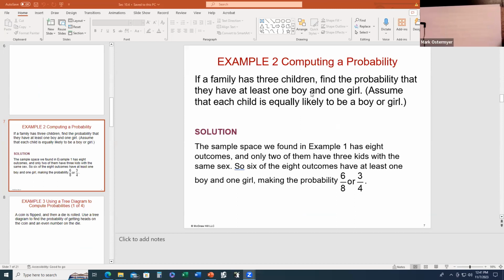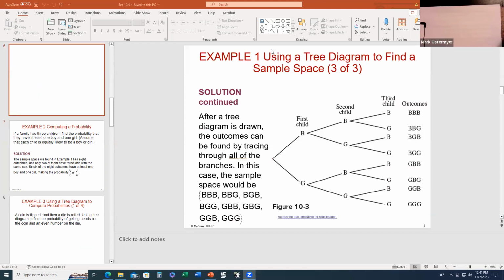If a family has 3 children, find the probability now that they have at least one boy and one girl. Assume that each child is equally likely to be a boy or a girl. Well, at least one boy and one girl. So how many of these outcomes yield at least one boy and one girl?